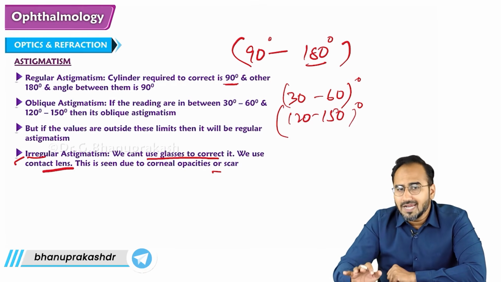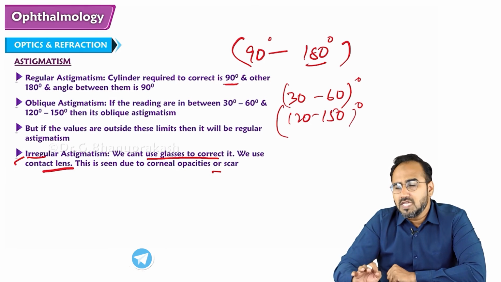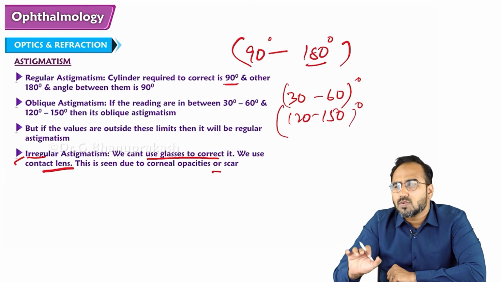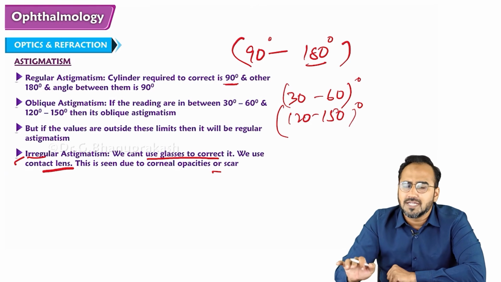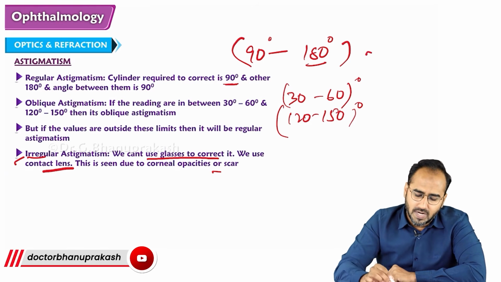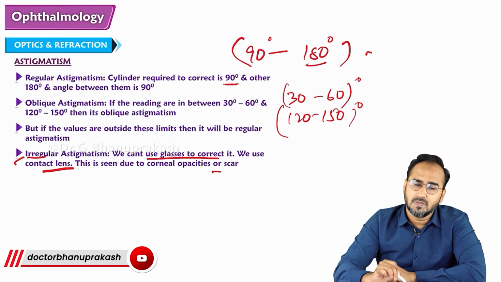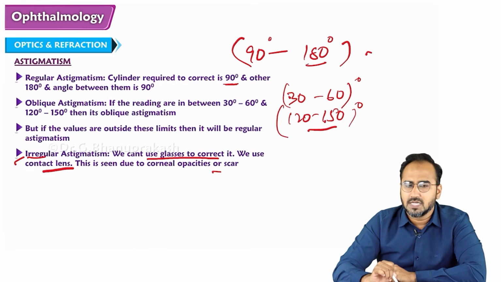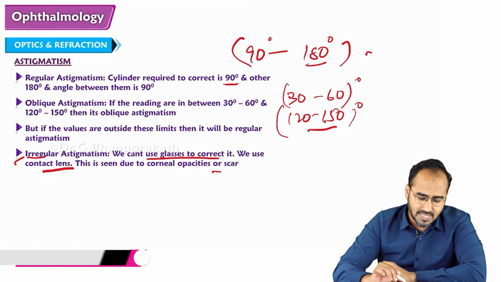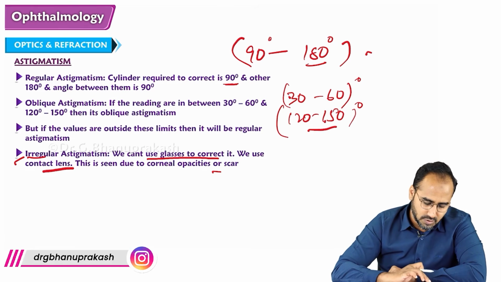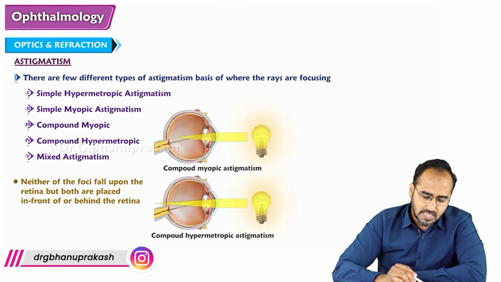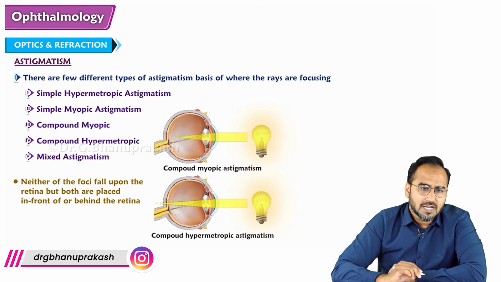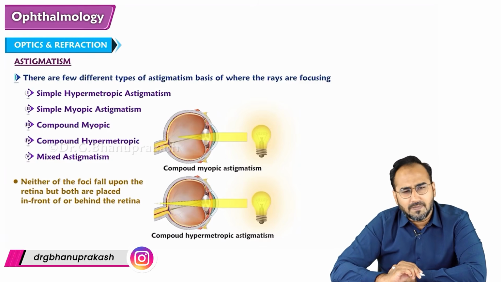Regular astigmatism means what? The cylindrical lens required to correct regular astigmatism lies between 90 to 180 degrees. Whereas for oblique astigmatism, the cylinder required is between 30 to 60 or 120 to 150. Then it is called oblique astigmatism. Okay. Apart from that, there are a few other types of astigmatism depending upon what?